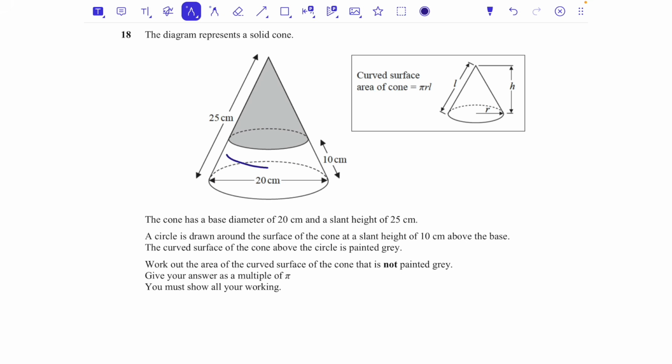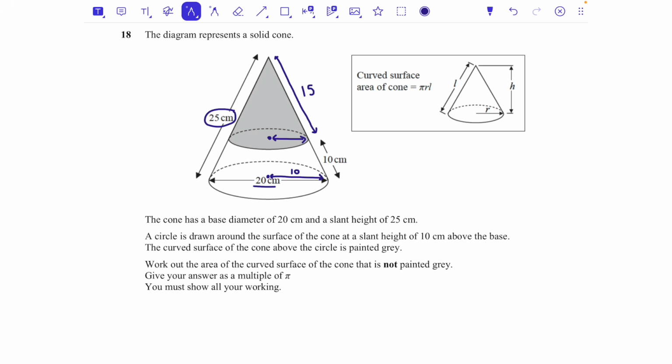So we want to work out the area of this bit, the wrapped around bit at the bottom that isn't painted grey. So first thing we're going to do is pop 15 up here, because I know that if there is a slant height of 25 on this side, we're 10 above the base here. I know that a smaller cone at the top has a slant height of 15. I know that the radius of the big cone is 10, because the radius goes from the middle to the edge. If it's 20 all the way across, we can half that, and that's 10. I just want the radius of this bit.